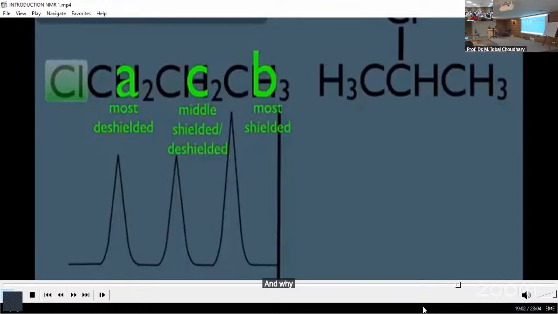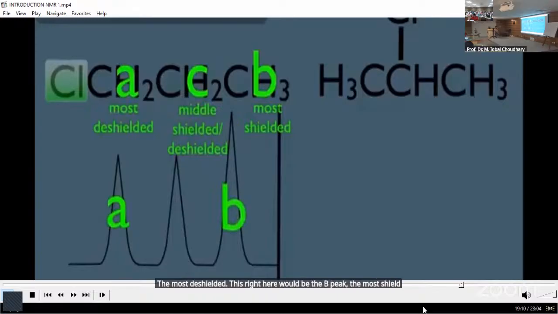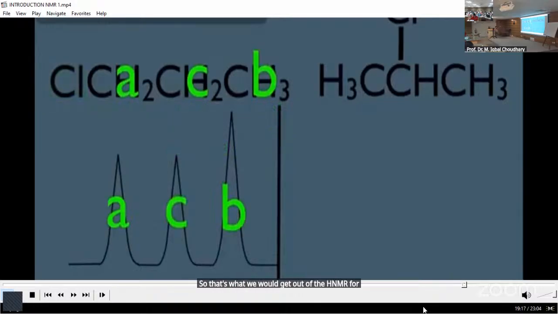And why not? Let's label him. Remember, this guy would be our A hydrogen peak, the most de-shielded. This right here would be the B peak, the most shielded. And then remember, C right here would be in the middle of them. So that's what we would get out of the HNMR for that molecule.